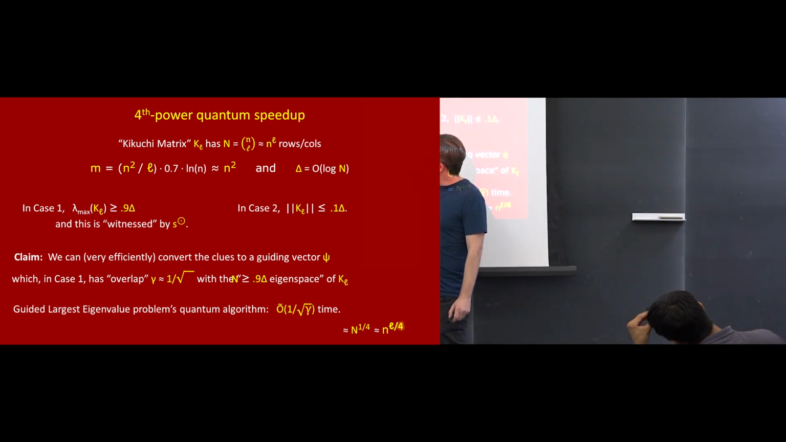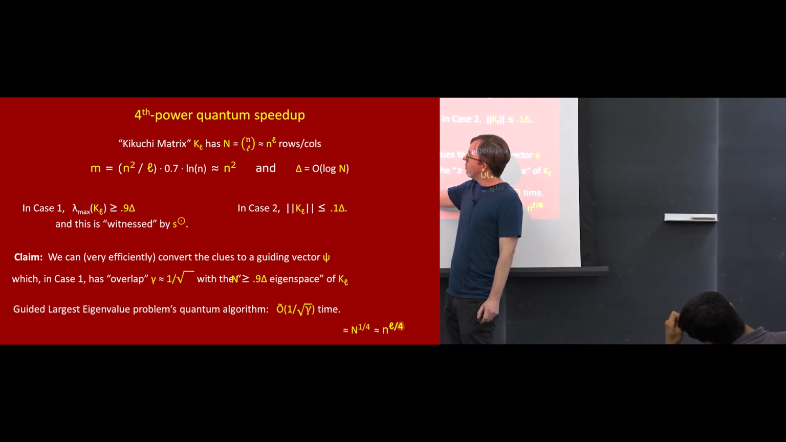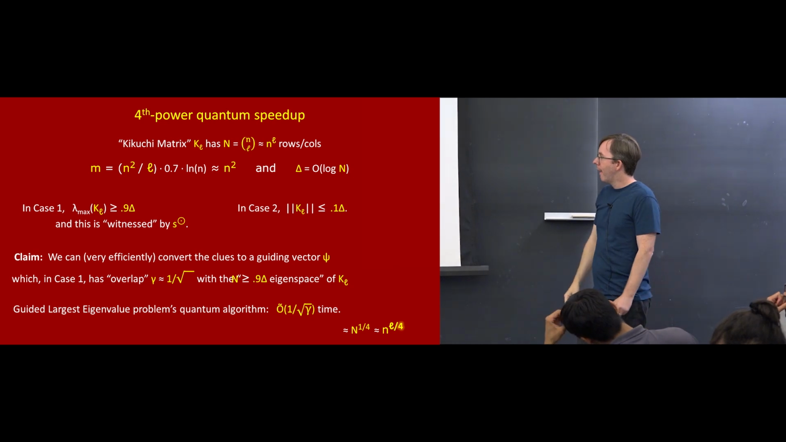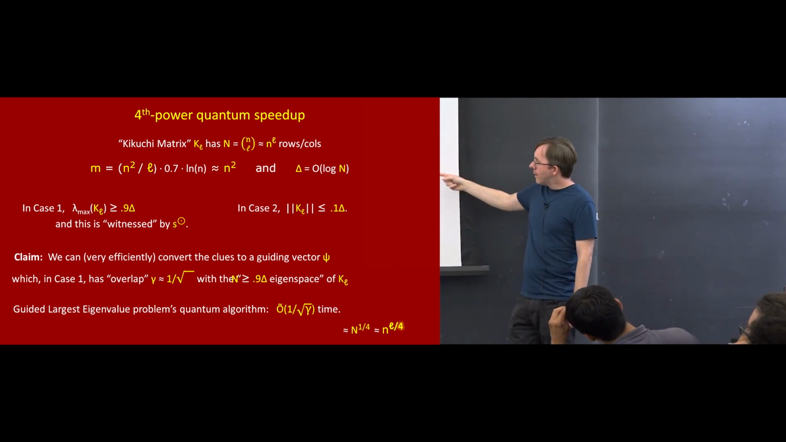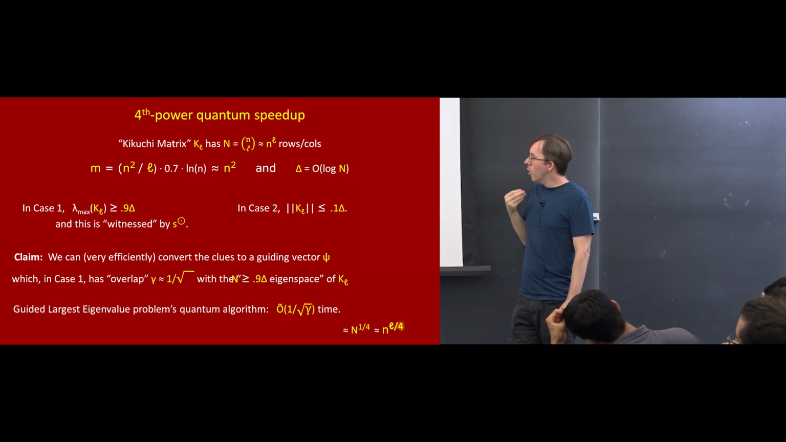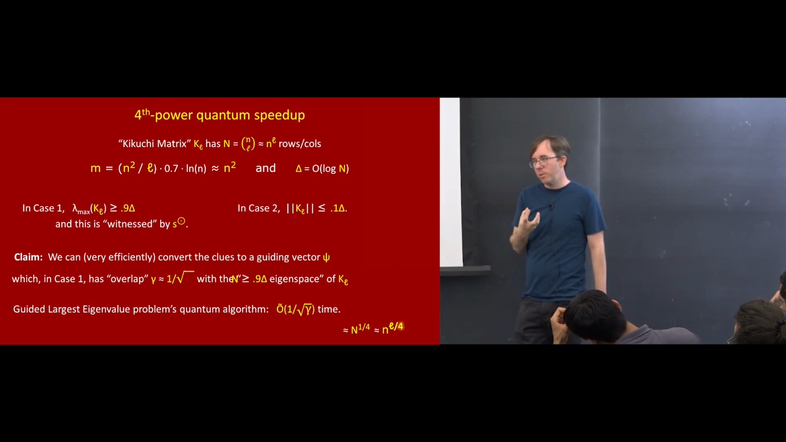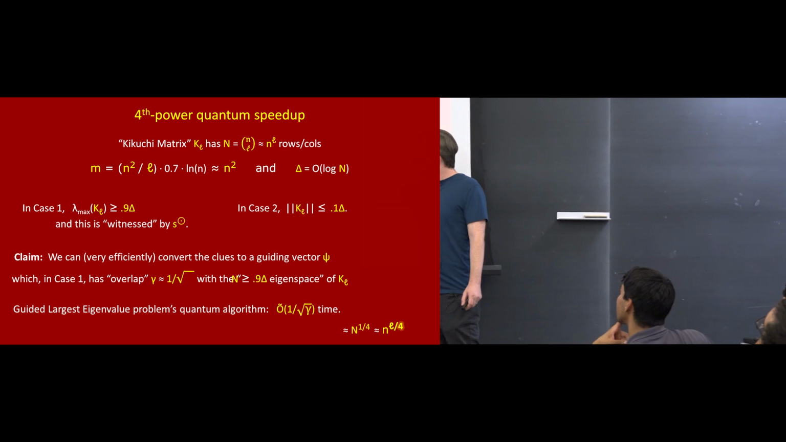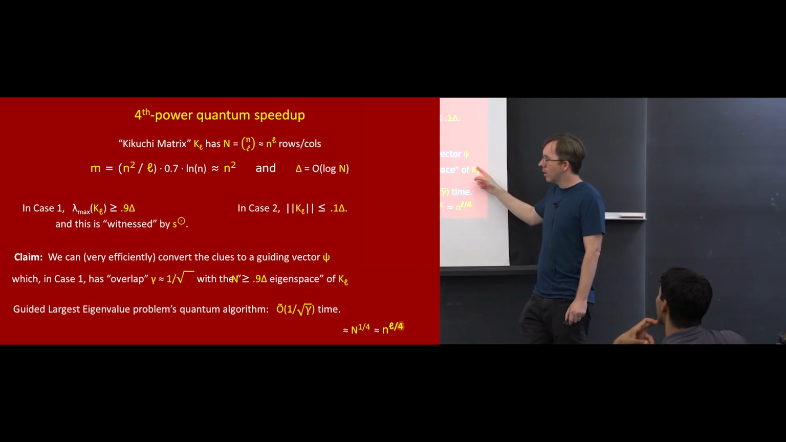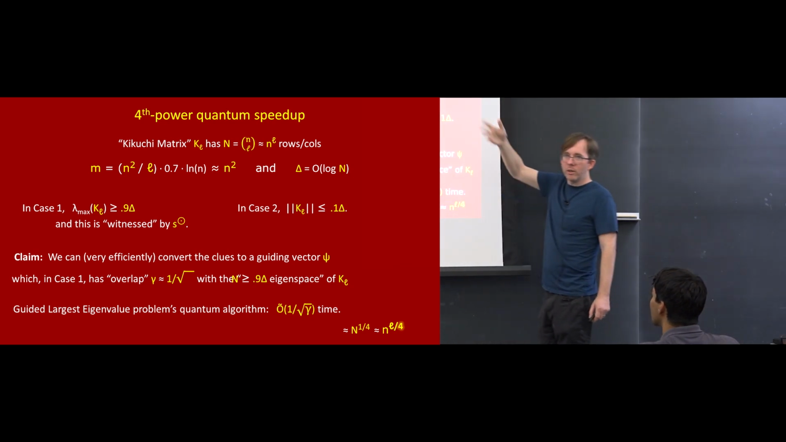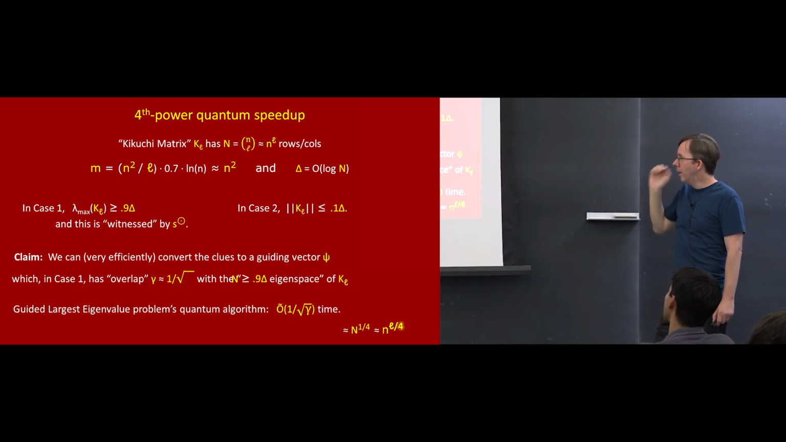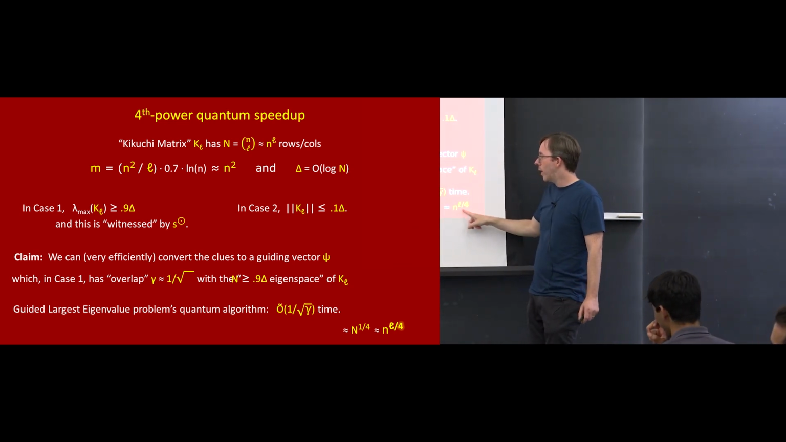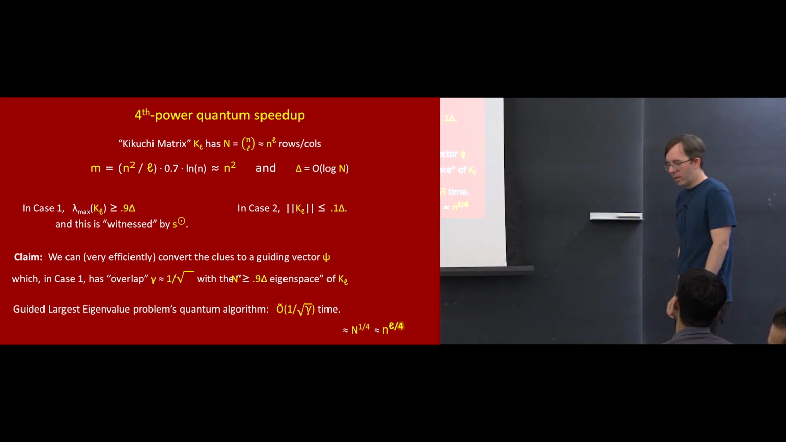But moreover, remember that in case 1, it's not only that it has a large eigenvalue, but it's witnessed by the secret vector extended or lifted into capital N dimensions. What we want to show is that the quantum algorithm can take these clues and not just construct a Kikuchi matrix from them, but also construct a guiding vector which has decent overlap with this large eigenspace, when you really are in case 1 and there's a secret vector that you're getting actual clues from. If we get this to be 1 over square root of the dimension, then this is how we get this running time that's better by a factor of 4 in the exponent.